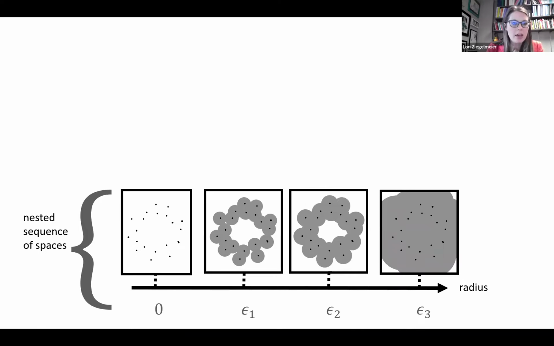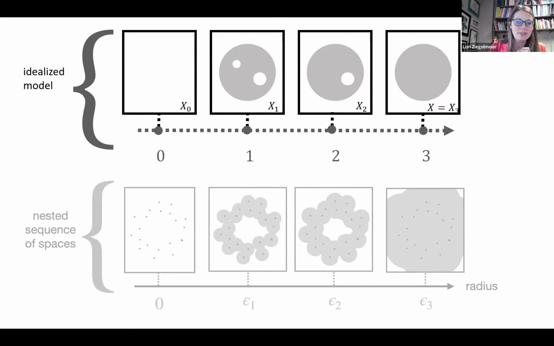Now, we can take this space and get a nested sequence of topological spaces indexed through this filtration by this scale parameter. Now, what I want to do is sort of take this data-centric approach and then look at more of an idealized model. So here, let's take our different topological spaces. And we can have x0, x1, x2, and x3.